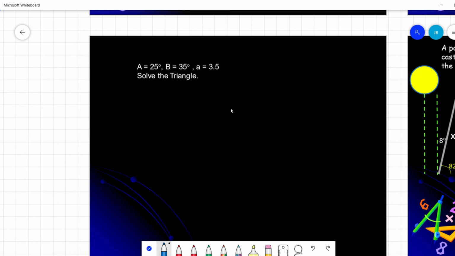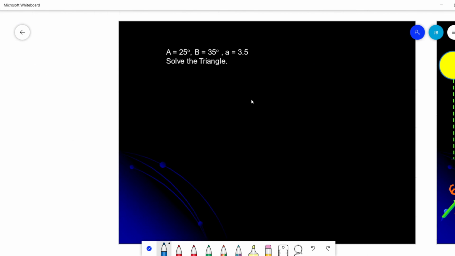Alright, for this one, we are going to solve the triangle. A is equal to 25 degrees. So let's say we have this triangle here. We label this one as 25 degrees. The side opposite of 25 degrees is side A. And side B, we label this one as 35 degrees, so this is side B. We have side A as 3.5.